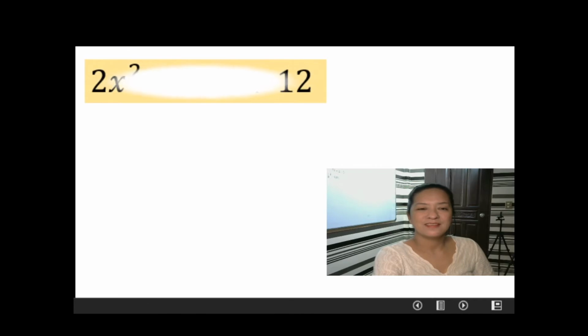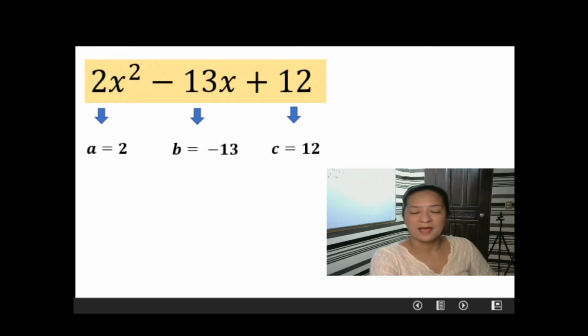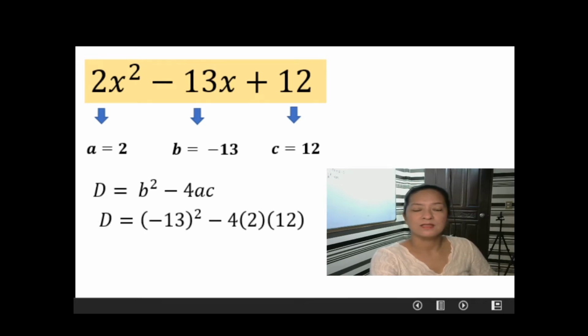Okay, so let's have another example. So we are given the trinomial 2x squared minus 13x plus 12. I-check natin kung itong trinomial na ito ay factorable o hindi. So we have a is 2, b is negative 13, and c is 12. Now, applying the discriminant, no, para malaman kung factorable or not, d is equal to b squared minus 4ac. So, negative 13 quantity squared minus 4 times 2 times 12.